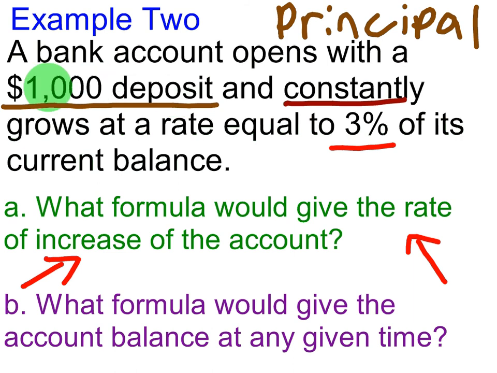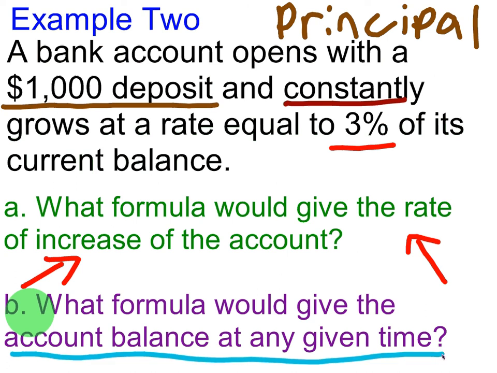Okay, we're picking up with the previous example of putting $1,000 into a bank account which pays 3% interest. The second part we need to ask ourselves is, what formula would give the account balance at any given time? So when we're talking about the actual amount in the account, we will not be using our rate formula. We will be using our A equals P times e to the rt formula, since A gives the amount in the account. So make sure you're differentiating between the two. This is why I'm doing this particular example.